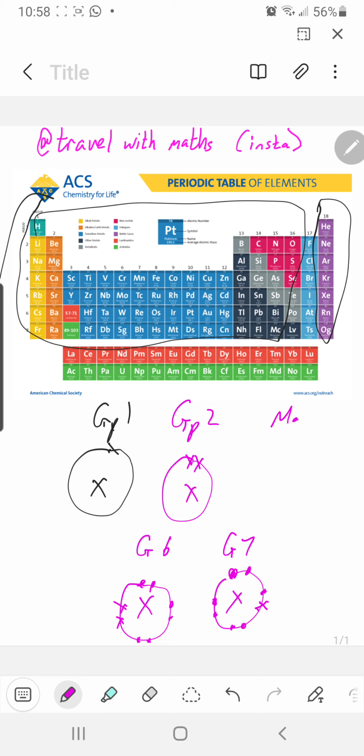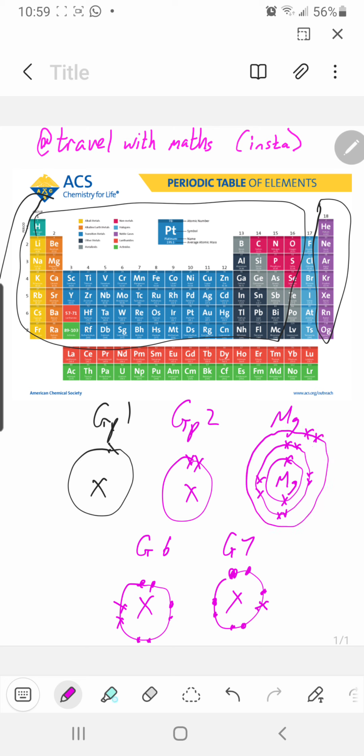So let me actually draw for magnesium. Magnesium has atomic number 12, so Mg. So this is the first shell, second shell, and then that's 10 electrons, and this is the third shell.